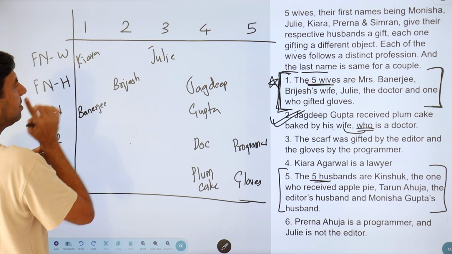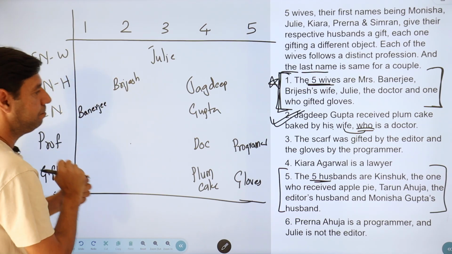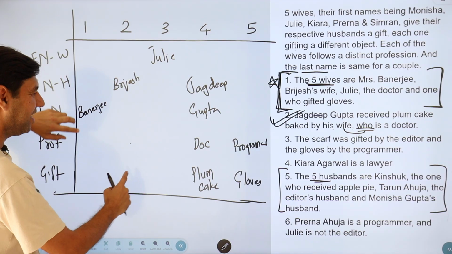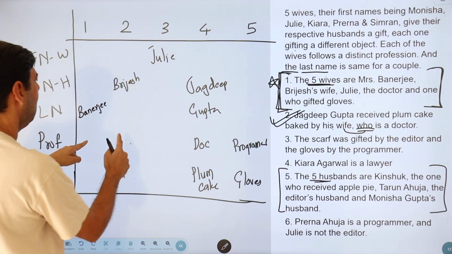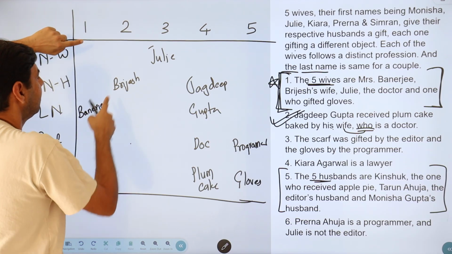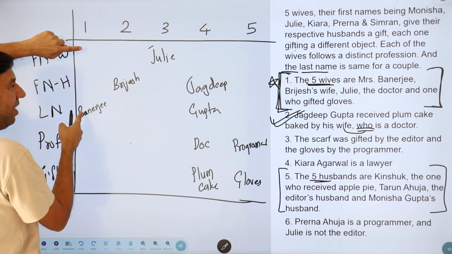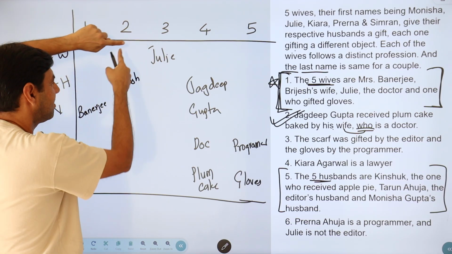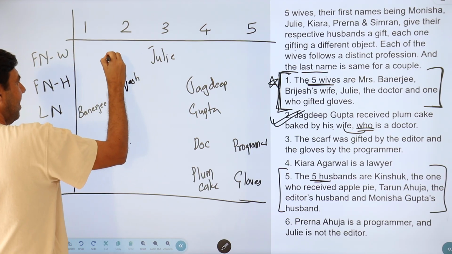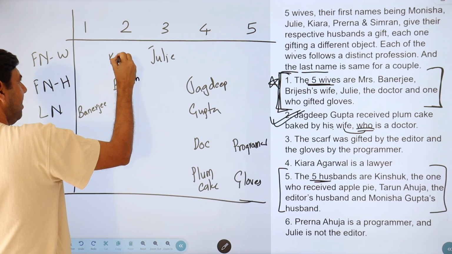Oh, Agarwal, this doesn't fit in. Oh, oops. So where did we go? Sorry. Kiera Agarwal is a lawyer. Lawyer has to be a Kiera. Okay. Sorry. Kiera Agarwal will not come in here. So Kiera Agarwal is here. Right? I hope you got that. That was a blooper by me.